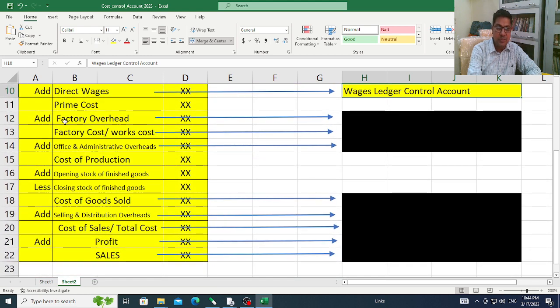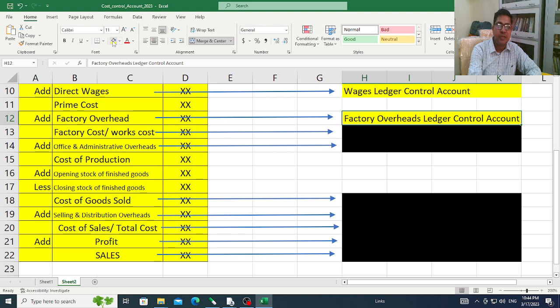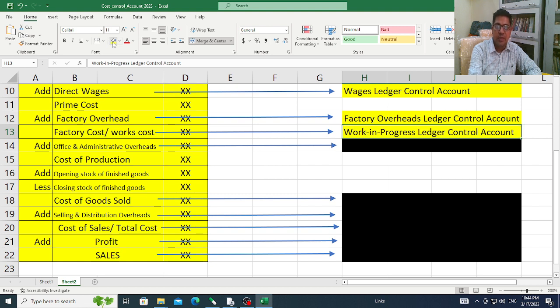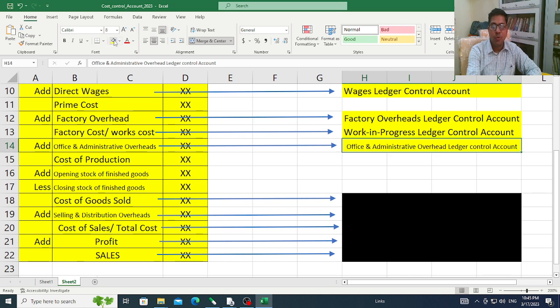Then we will change the factory overheads, and the factory overheads ledger we can say is a factory overheads ledger control account. They will change the work cost or factory cost, and they will put it as the work in progress ledger control account. They will change the office and administrative overhead also. Office and administrative overhead they will call the office and administrative overhead ledger control account.